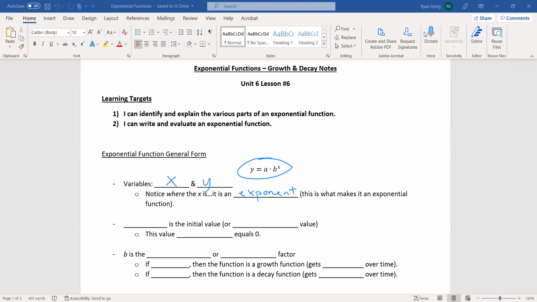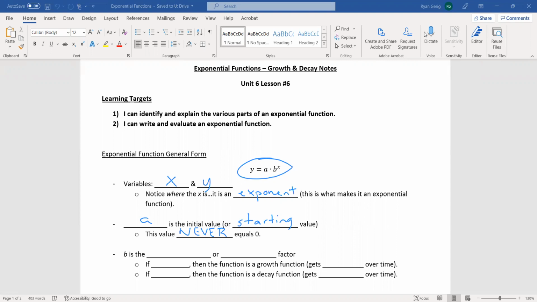So if x and y are my variables, what are a and b? Well, a is the initial value or the starting value. Okay, this value can never equal 0. If it equaled 0, we wouldn't have a problem here because 0 times anything would be 0 and we wouldn't have anything. Okay, so that's A.